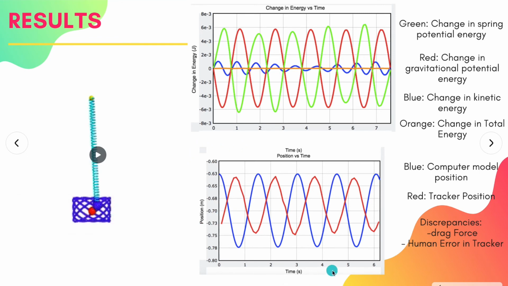This bottom graph compares our computer model position with our Tracker position, the blue being the computer model position and the red being the Tracker position. We see some discrepancies in the amplitude of both of these, mainly because our computer model does not account for drag force, and there is room for some slight human error in Tracker as I tracked the position of the mass. In future labs, it would be useful to actually account for the drag force in order to make this result more accurate.